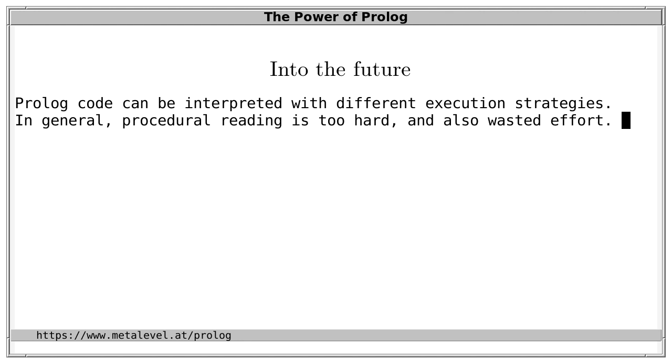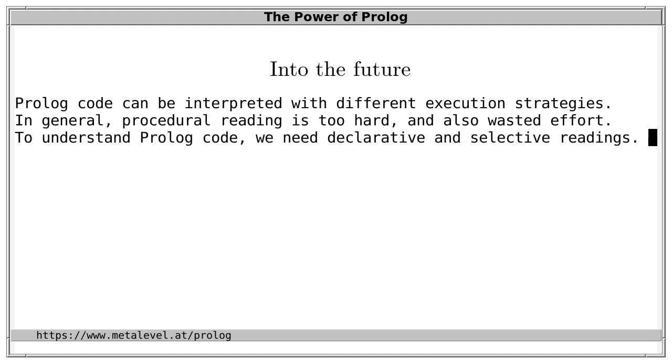And also, a procedural reading, as already mentioned, doesn't do justice to the different modes in which we can use Prolog code. And it encourages a procedural view that takes us away from the true generality of Prolog. So, in that regard, procedural reading is also quite counterproductive and prevents us from using Prolog to its fullest potential. So, to fully understand the meaning and the properties of Prolog code, we need better techniques to read the code. And in particular, we need declarative and selective readings, because these readings let us reason about the code in a very elegant and simple way.